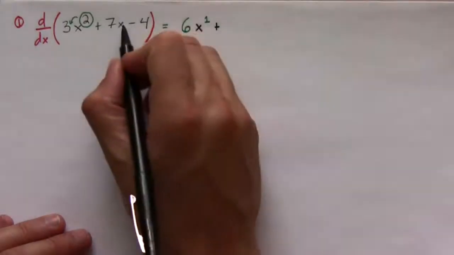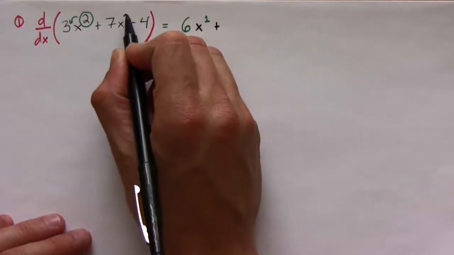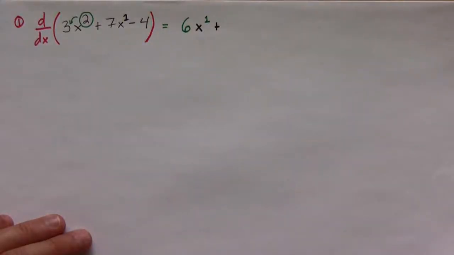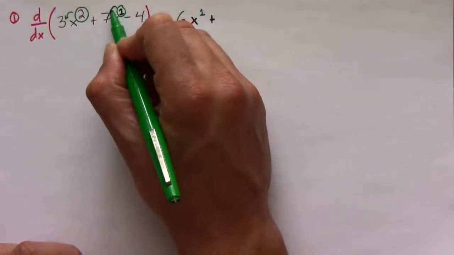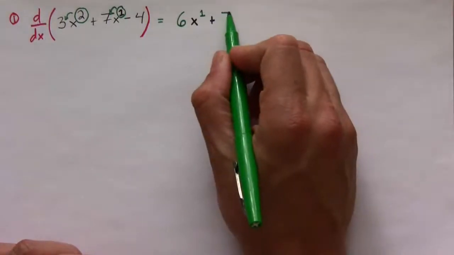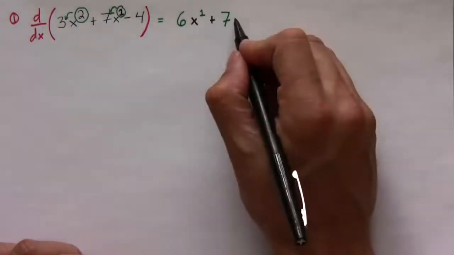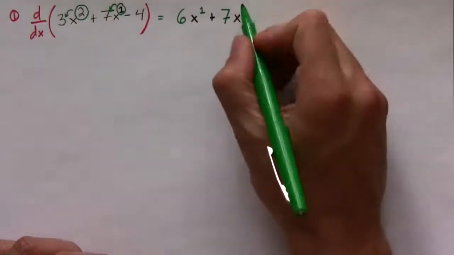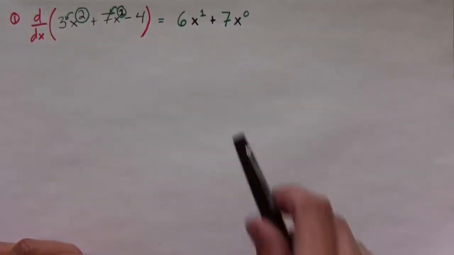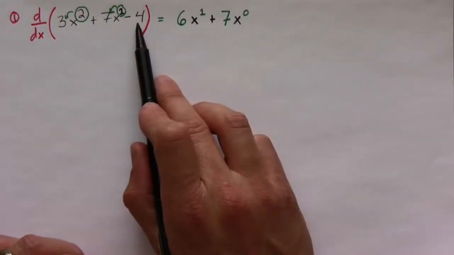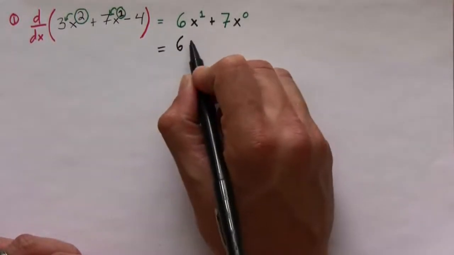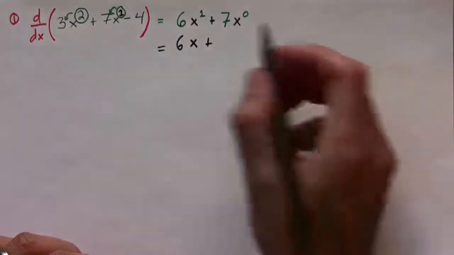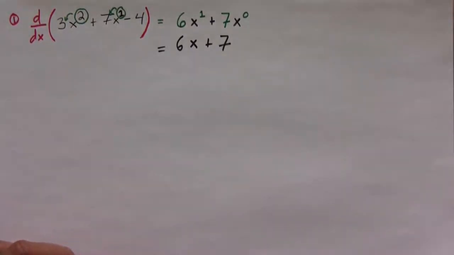Plus, now here notice that the x doesn't have a power, so we can make it an imaginary 1. Later on you won't have to do this, but for now I'm gonna write it here. Same thing, you bring the 1 down and multiply by the 7, so I would get 7x to the 0, and the derivative of a constant is just 0. So this is 6x plus x to the 0, which is just 1, so this is just 6x plus 7, and that's it.